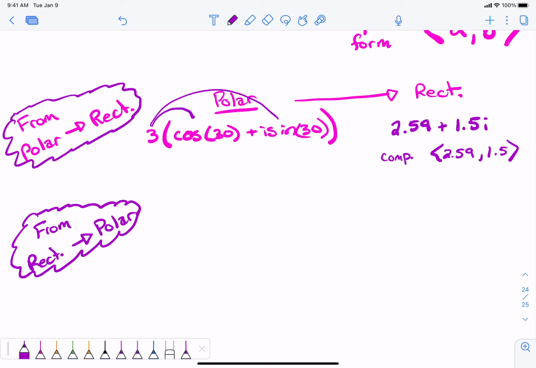Because in true rectangular form, that I just reflects that it's a complex number. That's just how complex numbers are set up. It's basically to reflect that it's like a vector.